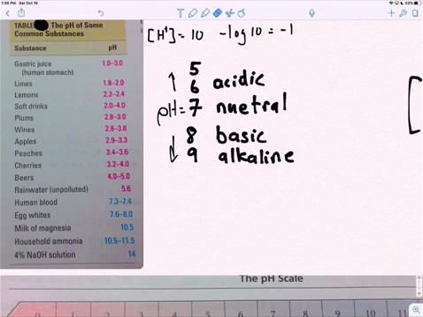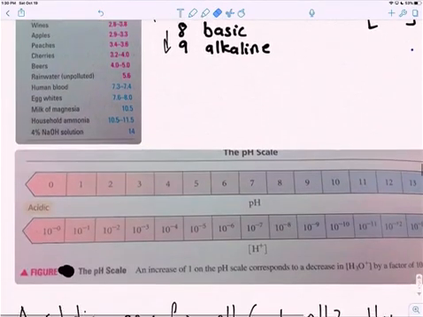Limes, you can see, are very acidic, as are lemons, not surprising, and various foods. Food is pretty much all acidic. And human blood, we are slightly alkaline, mostly neutral though. Egg whites, slightly alkaline. There's not very many foods that are, in fact, alkaline. And then there's some other things. Caustic solution there, 4%, pH of 14, very, very basic, very alkaline.